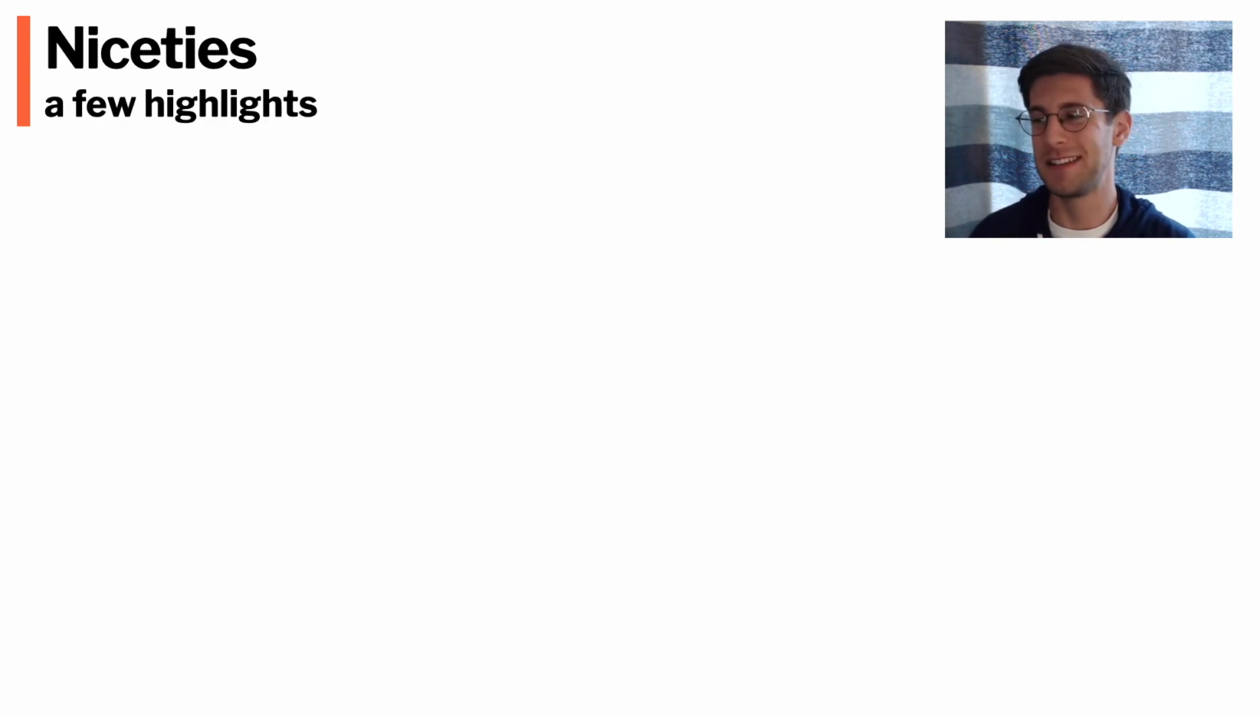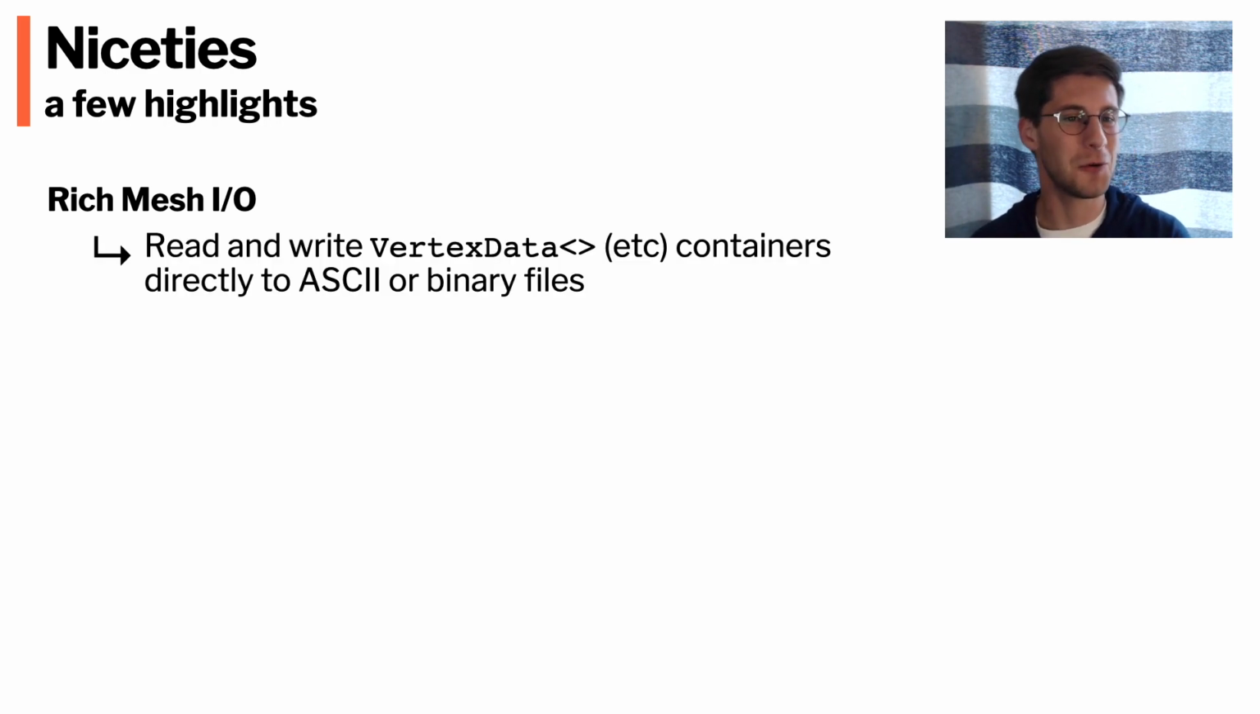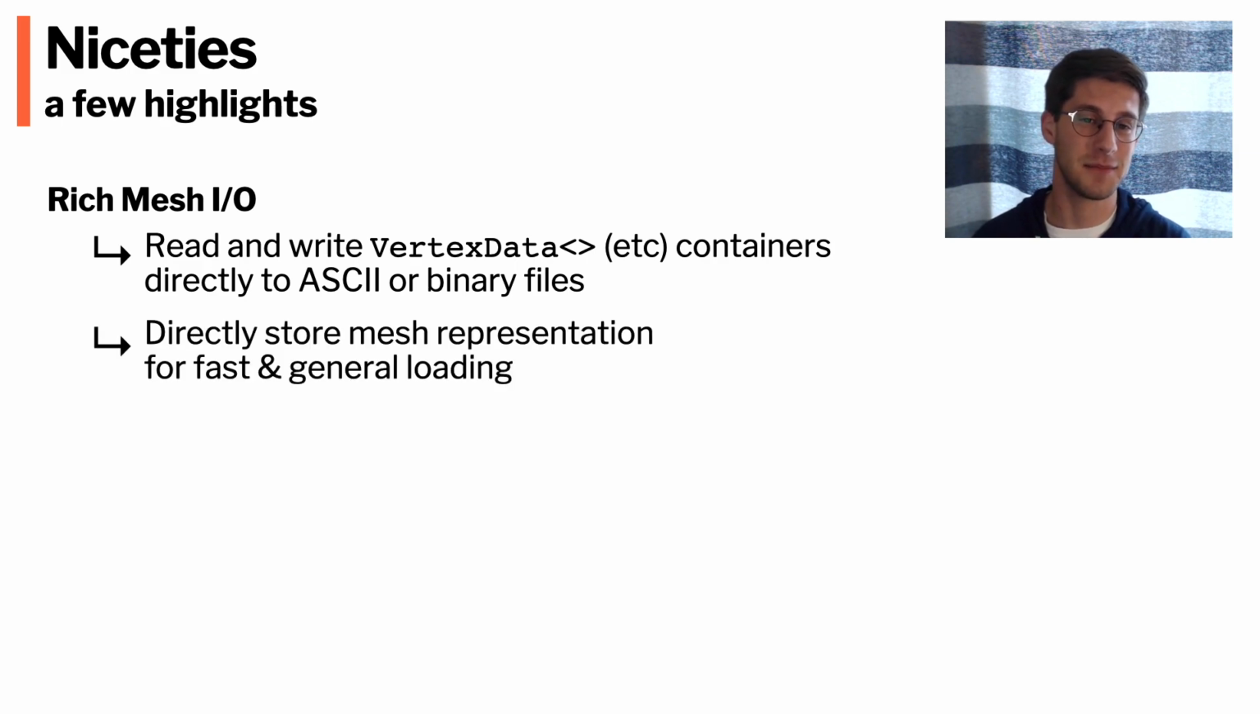And I'd be remiss if I didn't mention a few other niceties that we have in Geometry Central. So one of these is rich mesh classes. Rich mesh IO allows you to take these vertex data, etc. containers and automatically write them to file, and also can directly serialize our mesh representation for faster loading and even loading of meshes that can't be represented as a face vertex adjacency list.